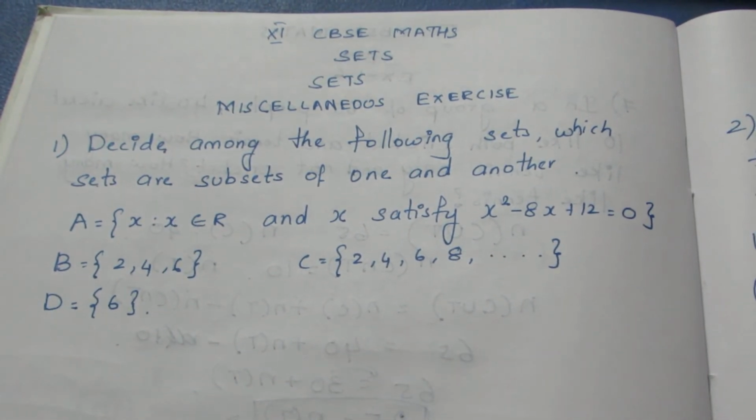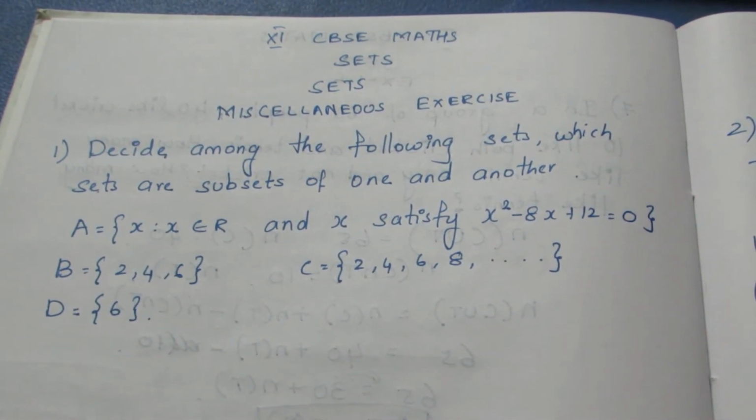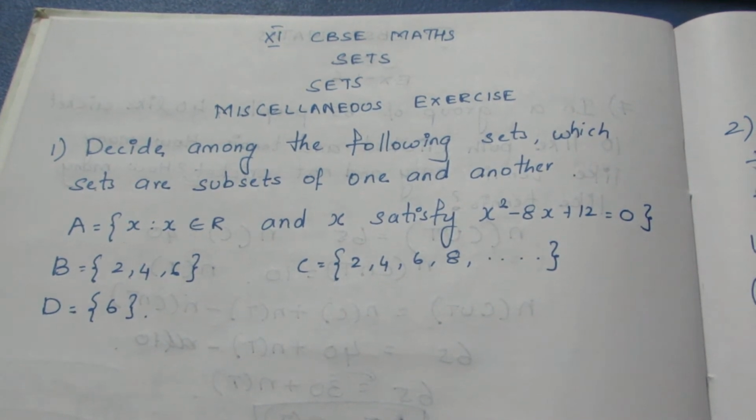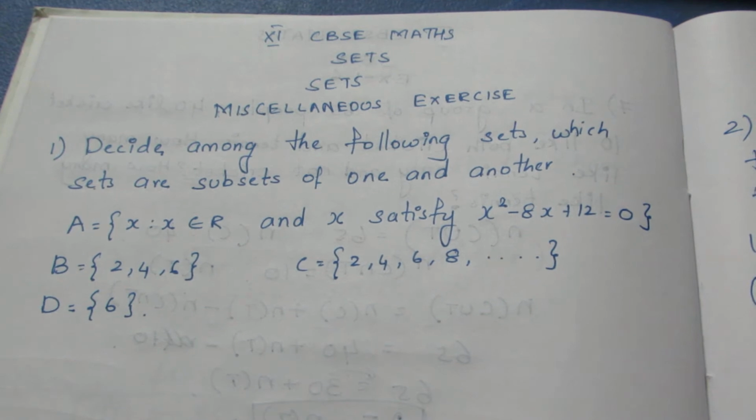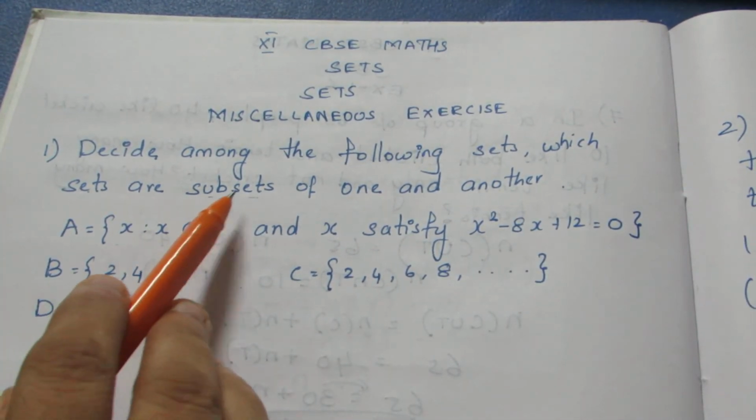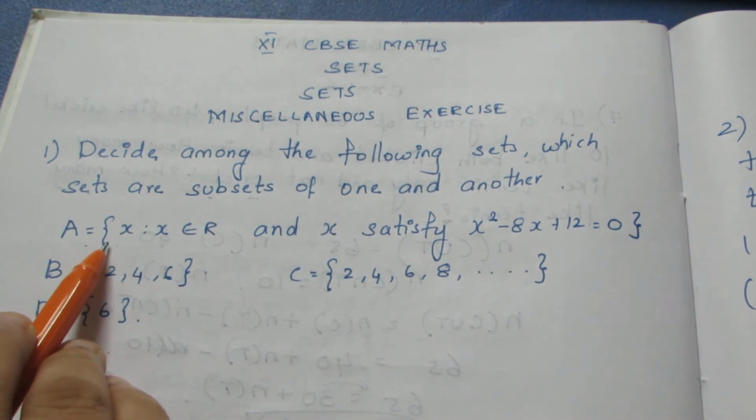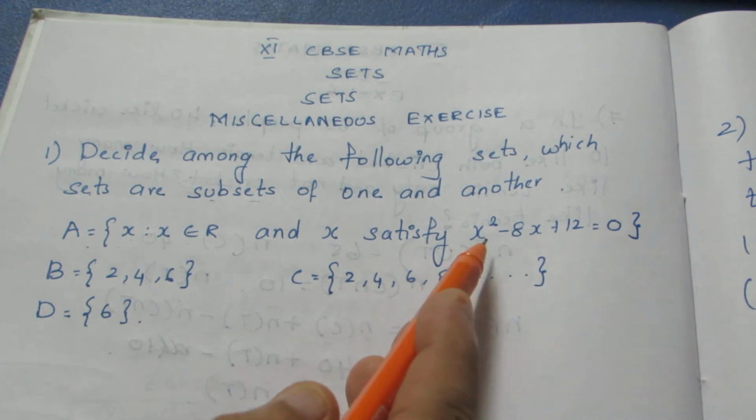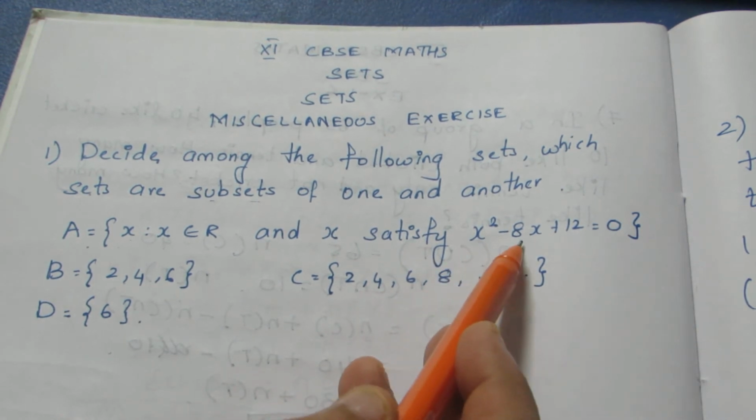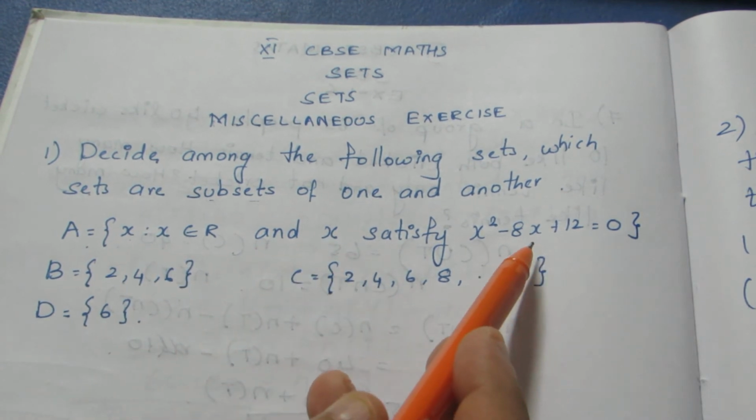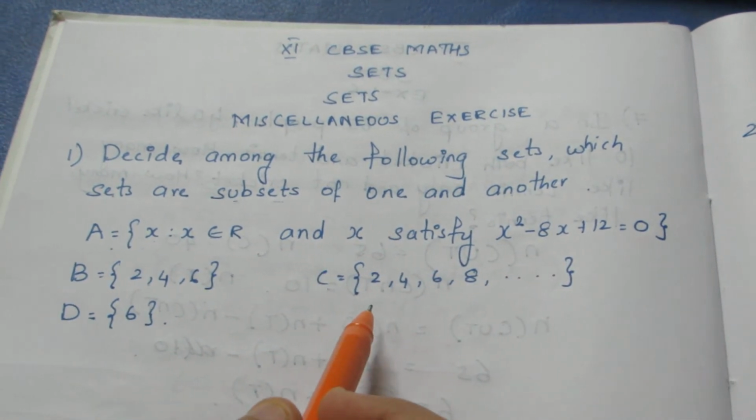Today we are going to see 11th CBSE Maths sets miscellaneous exercise number 1. Now the question is, decide among the following sets which sets are subsets of one another. So we need to find which are the subsets. Here A is equal to x such that x belongs to R and x satisfies the equation x square minus 8x plus 12 equal to 0. It is in the set builder form. It is better to write in roster form to find the subsets.